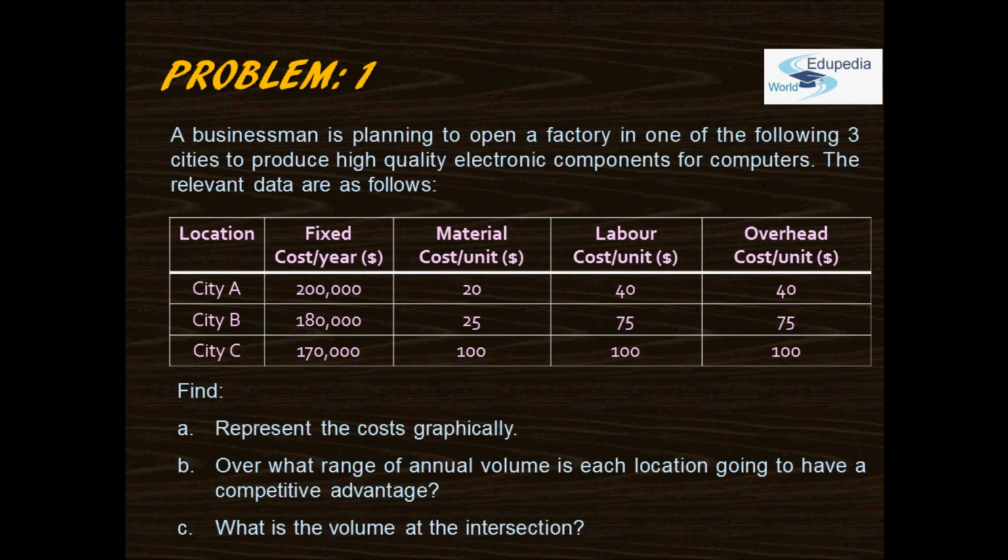Next is over what range of annual volume each location is going to have a competitive advantage. You need to tell which location is most suitable in which range. And finally, what is the volume at the intersection. So it's exactly what we did today.